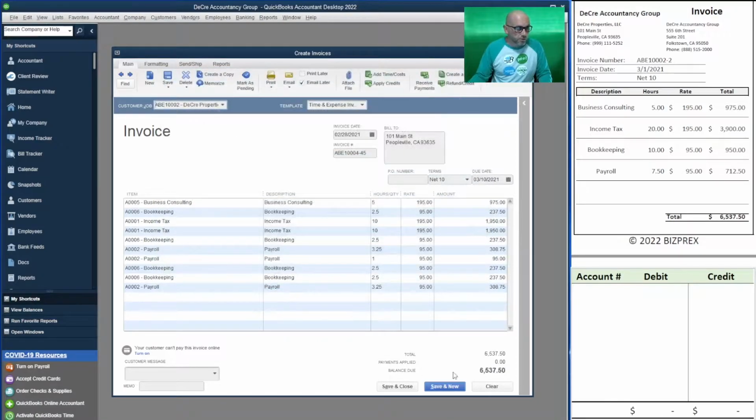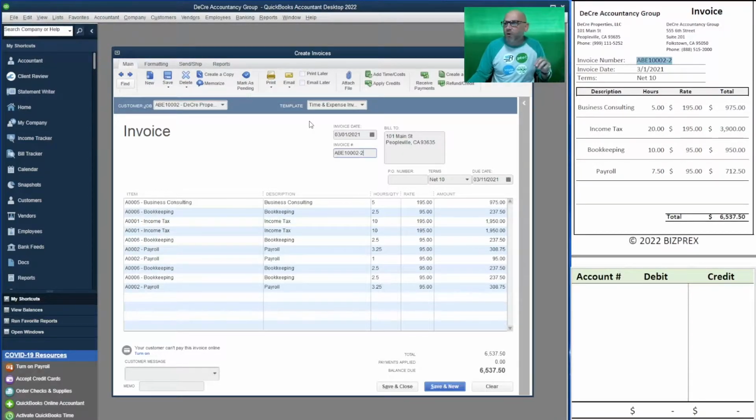All right, so here's that invoice, right? The invoice date would be March 1st, right? We're doing it as of March 1st. Here's our invoice number, debits and credits, right? Once we send this invoice out, unclick email later. I promise I tried modifying the preferences, it still shows up.